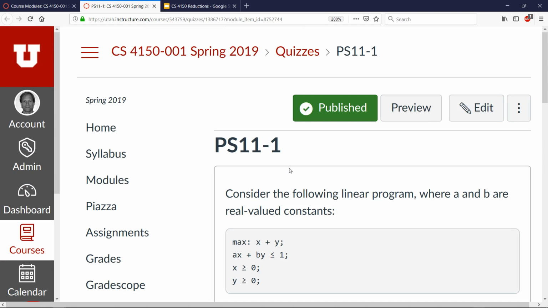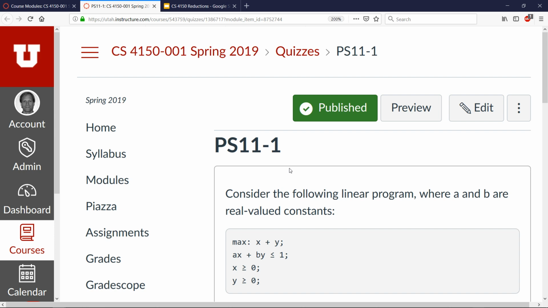It's a very simple program, 3 constraints. The last 2 are easy to see. You've got x greater than or equal to 0, y greater than or equal to 0. So the feasible region is at most the upper right quadrant of the plane. And then you've got that constraint, ax plus by is less than or equal to 1. And that'll give you a line, and that also restricts the feasible region.